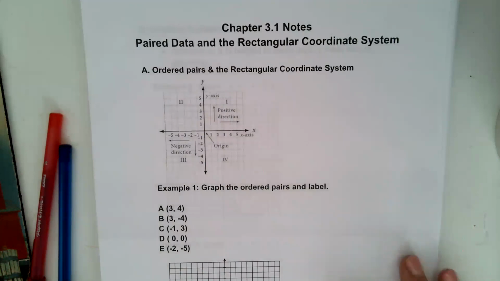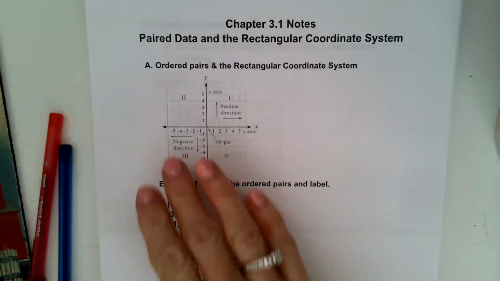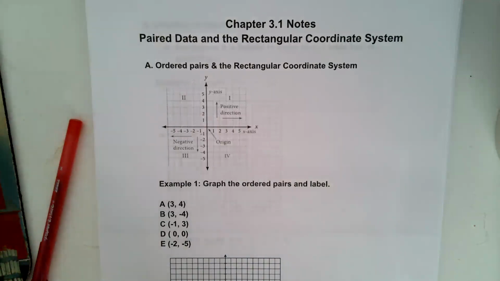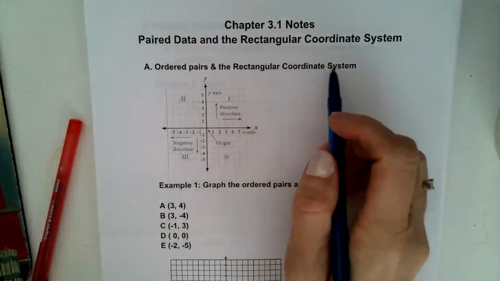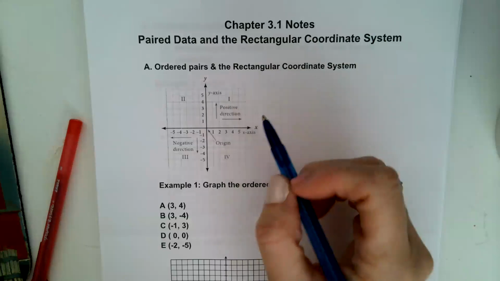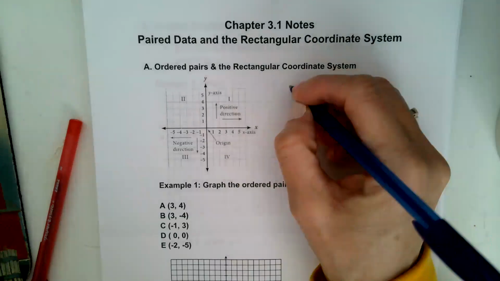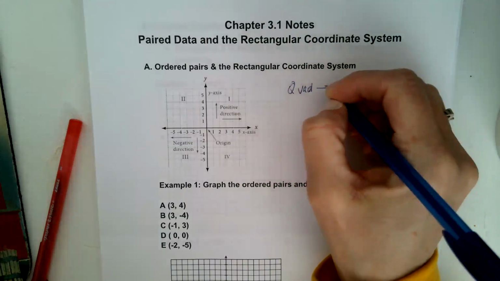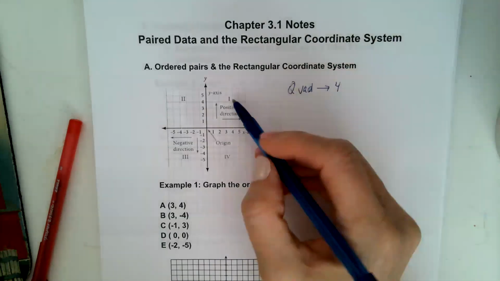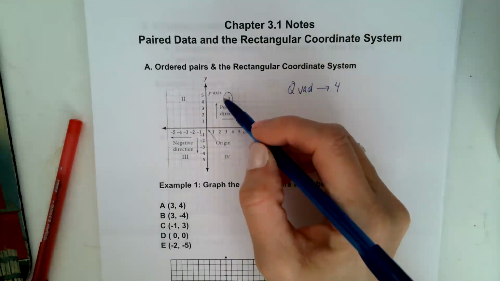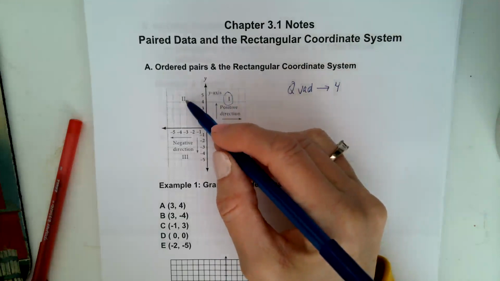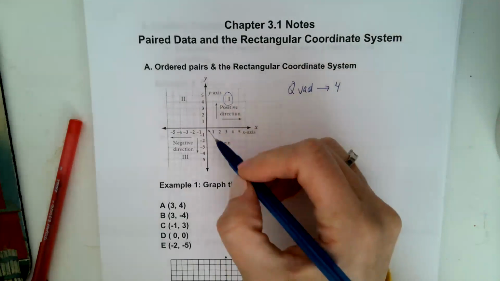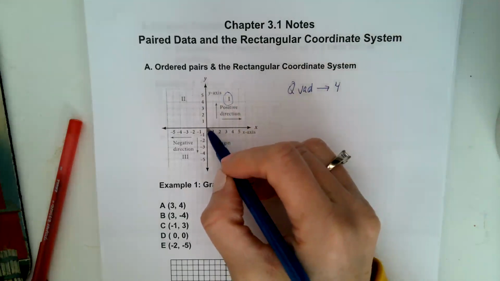So the first thing we have to know is how to graph and how the graphing system is all set up. This is called a rectangular coordinate system. It has 4 quadrants. Quad means 4. So this is 1, and it actually goes counterclockwise. So this is 2, down here is 3, and down here is 4. This is pointing to the origin where you always start.